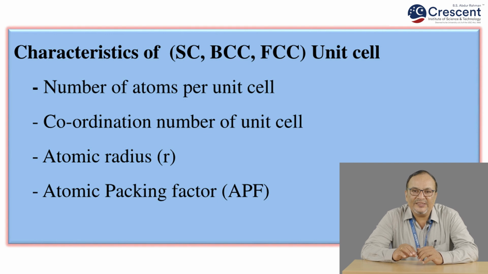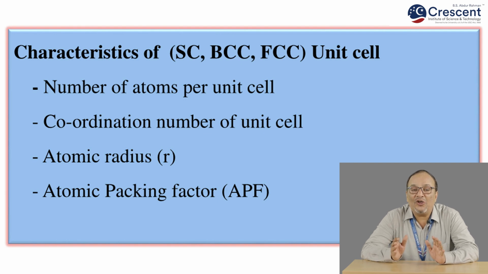So now we will see in detail about the cubic cell. In cubic systems, as you know, the lattice parameters a, b, c are equal, and the angles between the axes, alpha, beta, gamma, are equal to 90 degrees. So let us discuss in detail the number of atoms per unit cell, coordination number, atomic radius and atomic packing factor.